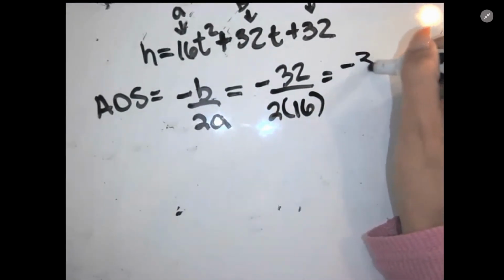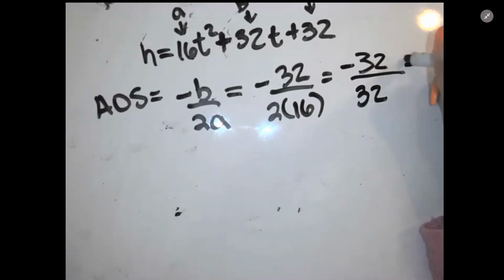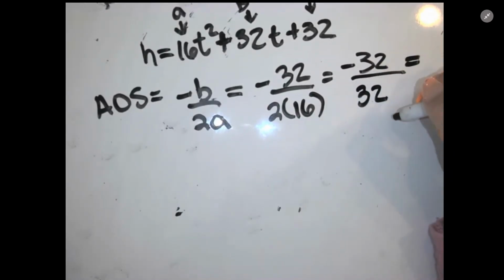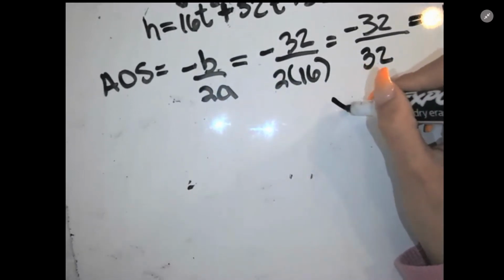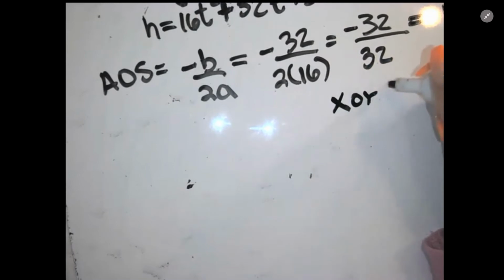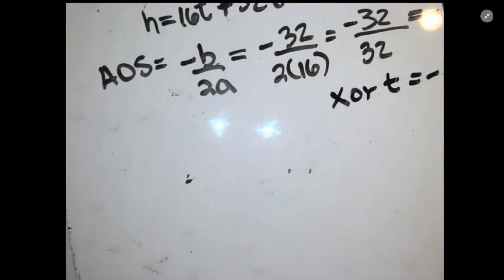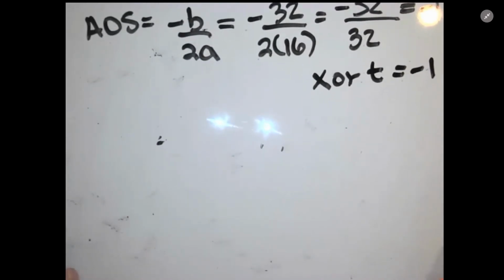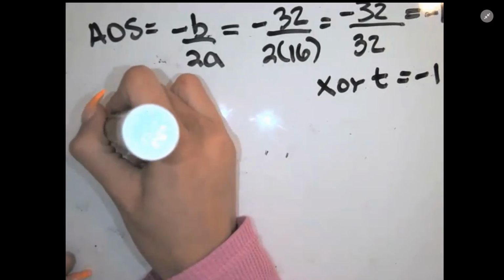So 2 times 16 is just 32. So when we divide negative 32 by 32, we would get negative 1. So we know that x, or basically t in this case, equals negative 1. Okay? So once we do that, we can now find our vertex.